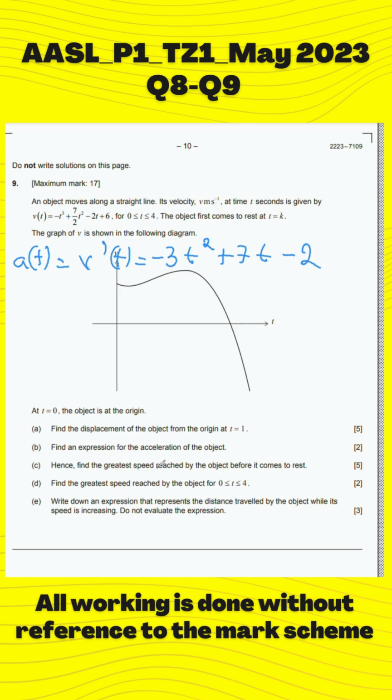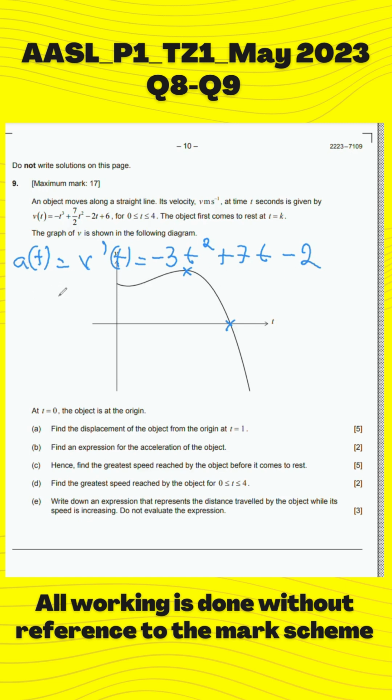Okay, find the greatest speed reached by the object before it comes to rest. So the object comes to rest when the velocity equals 0, which is here. So find the largest velocity here, which is also the greatest speed. So it will be this local maximum. To find the position of this local maximum, we must set the acceleration equal to 0.